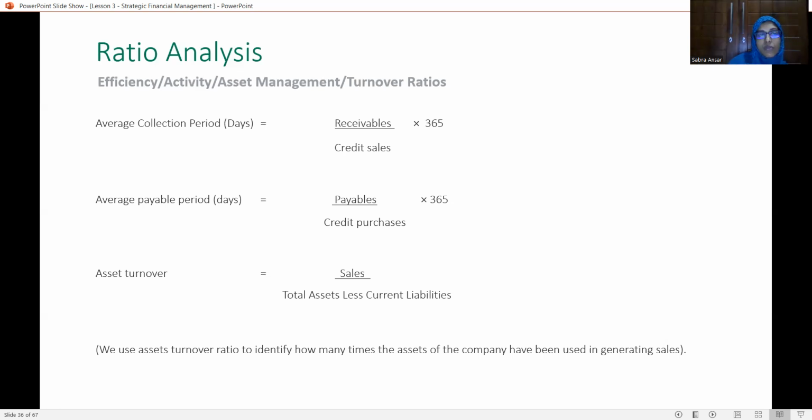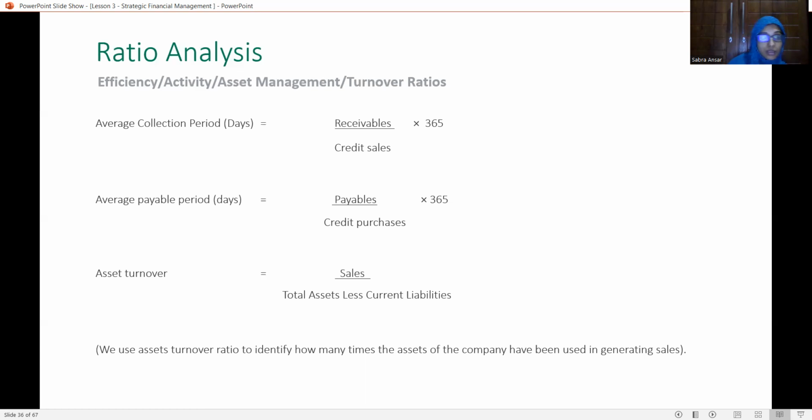Obviously, if the collection period is more, that means it takes more time to receive the payment for us, and a payable period would show, for the credit purchases, how much time we have to pay.